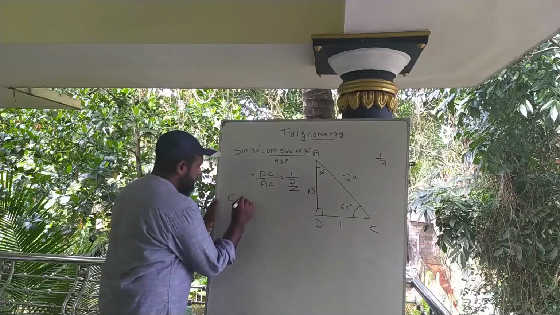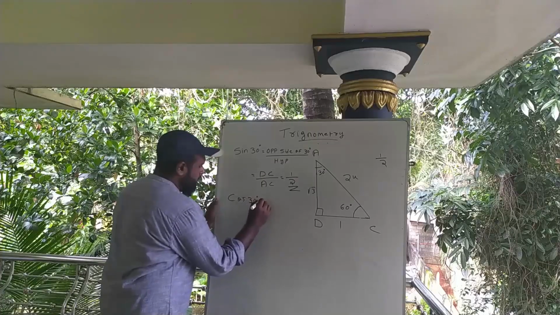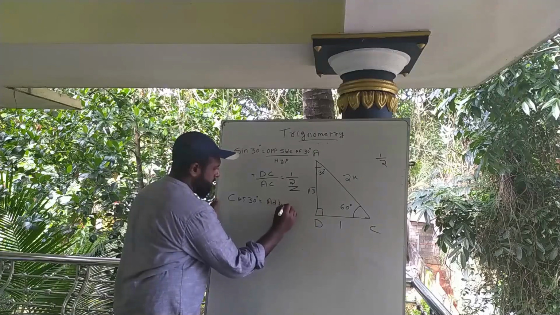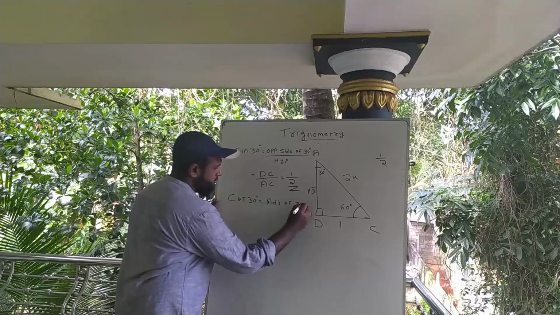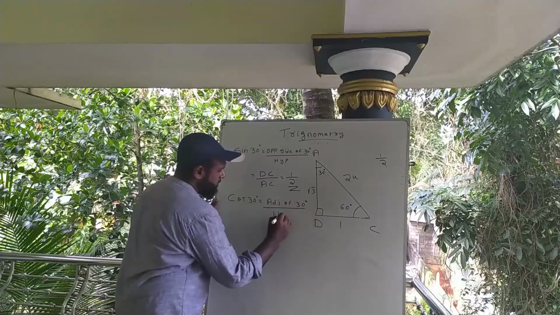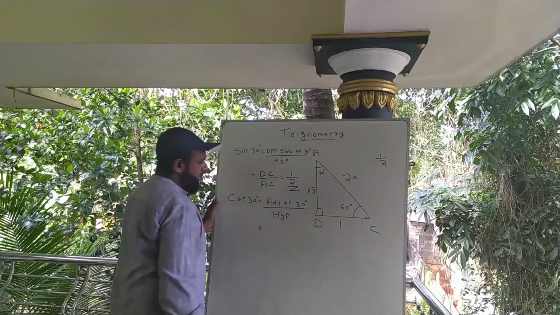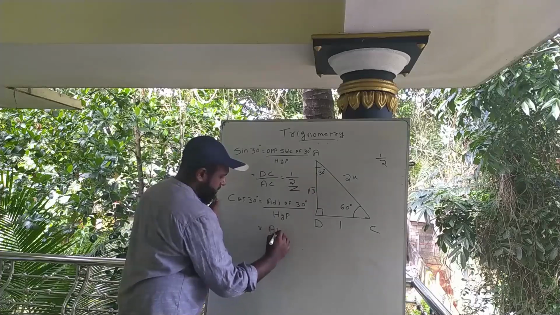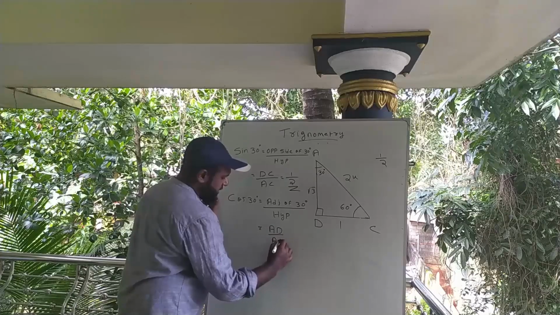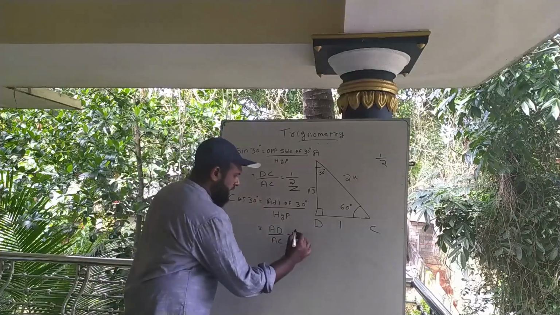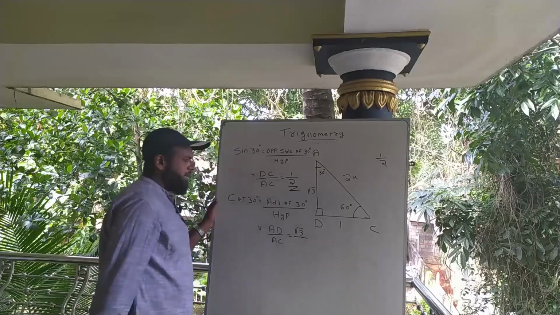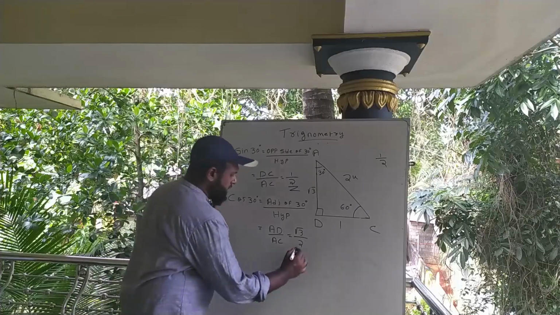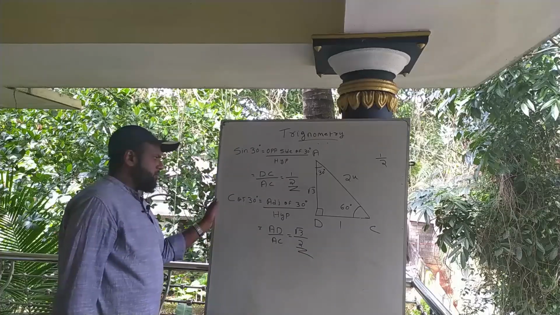What is cos 30? Equal to adjacent side of 30 degree by hypotenuse. What is adjacent side of 30 degree? That is AD. Hypotenuse is AC. What is AD? AD is root 3 by, what is AC? 2. So cos 30 equal to root 3 by 2.